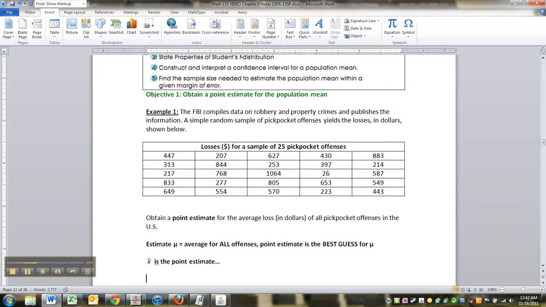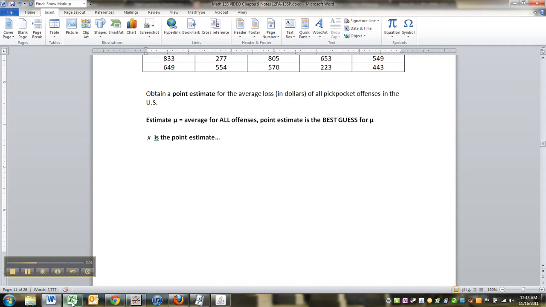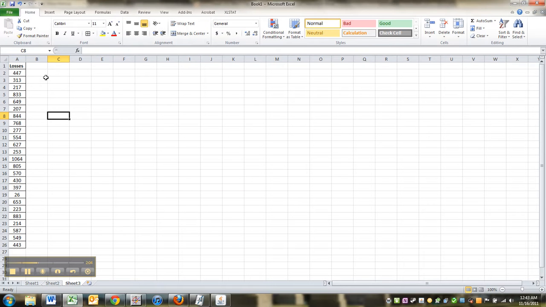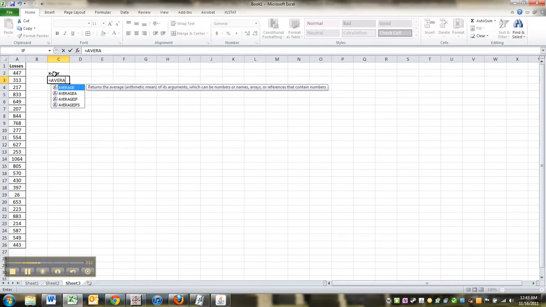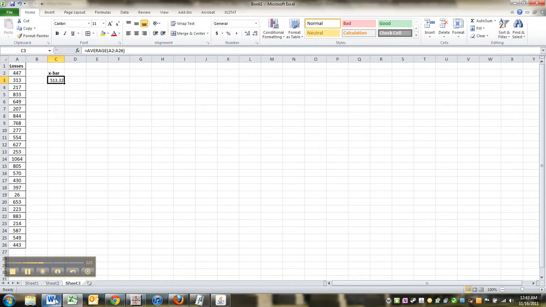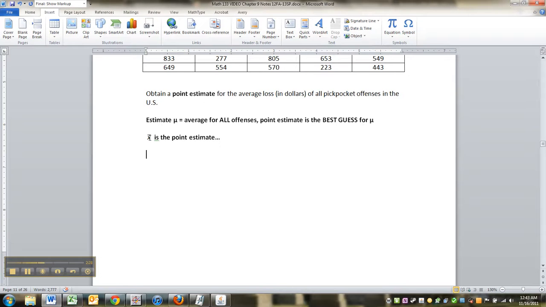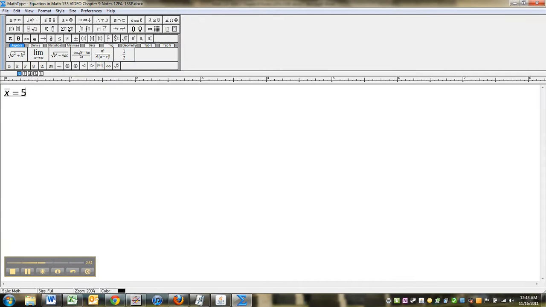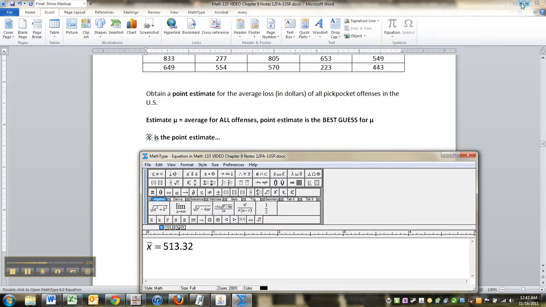Now, could we find it? Well, sure we could, especially if we typed all that data in our Excel, which, lo and behold, I already have. So let's find X bar. X bar would be the sample mean, which is equal to average of A2 colon A26. It's just easier to type it. So it's 513.32. Going back, equals 513.32.